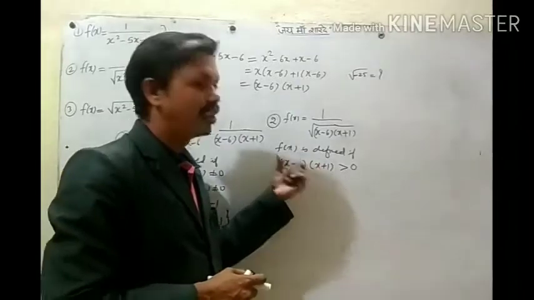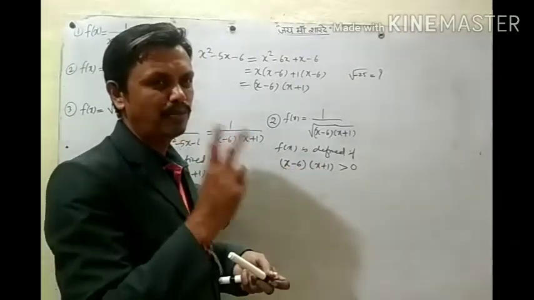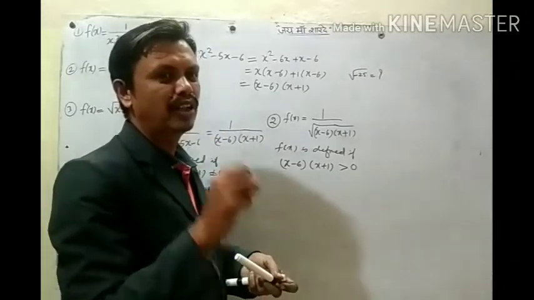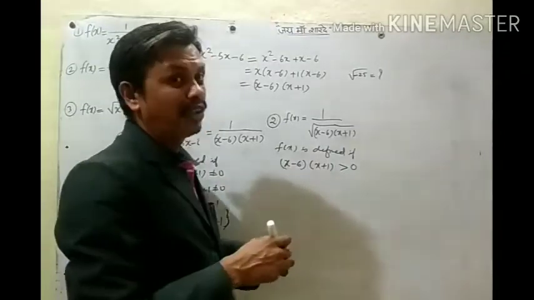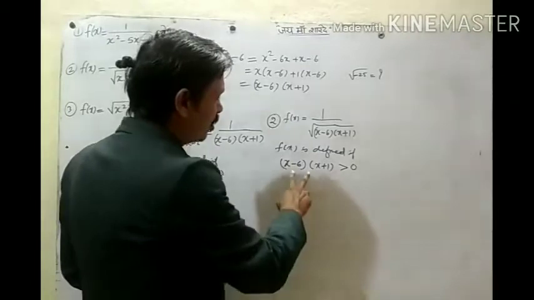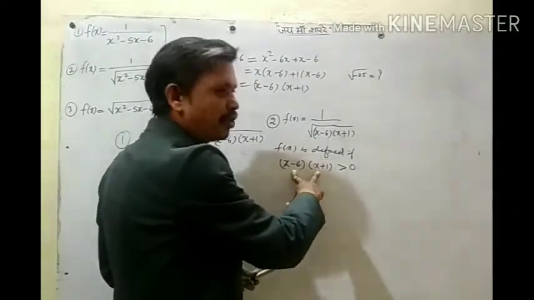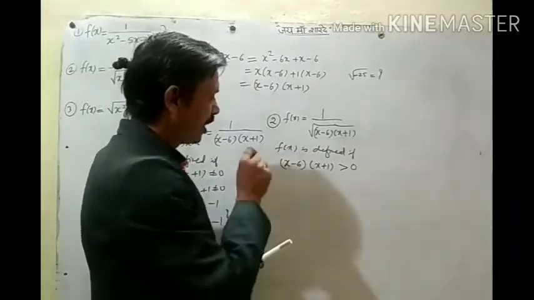So both numbers are positive. If we multiply two positive numbers, then we can get a positive number. If we multiply two negative numbers, then we also get a positive number. It means both are positive or both are negative. Okay? So which values can be here?